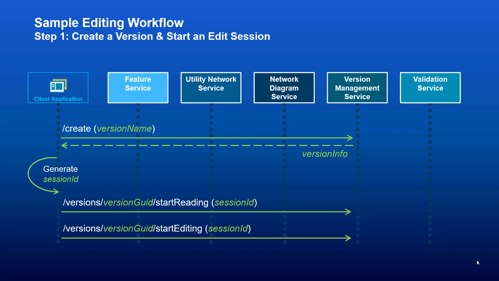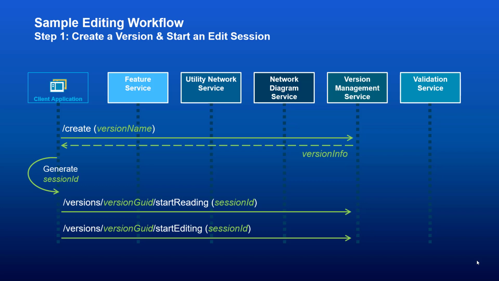So next, on the client side, you will need to generate your own session ID. So this is a GUID that you will need to pass around to tell the version management service which session you're currently working in. So once you've generated that session ID, you will go to your version endpoint, which is under versions, version GUID, and you will start reading that new version that you just created. So to start reading, you will pass in your generated session ID and you should get success back.